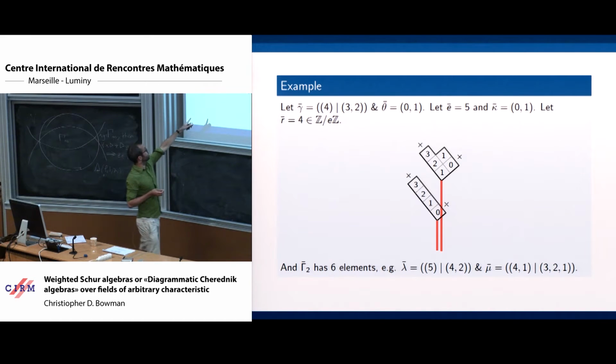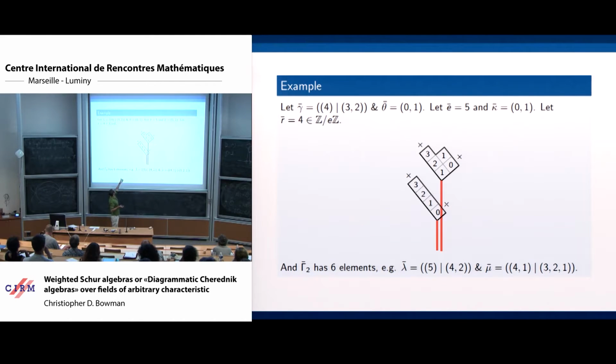And here, Gamma 2 bar has 6 elements, 4 choose 2. The maximum one is now adding, so here I add the boxes as far to the left as possible. And so I actually get 5 because I add in the first component, and then 4, 2 because I add in the second component. So that's this guy, and he's the most dominant partition.